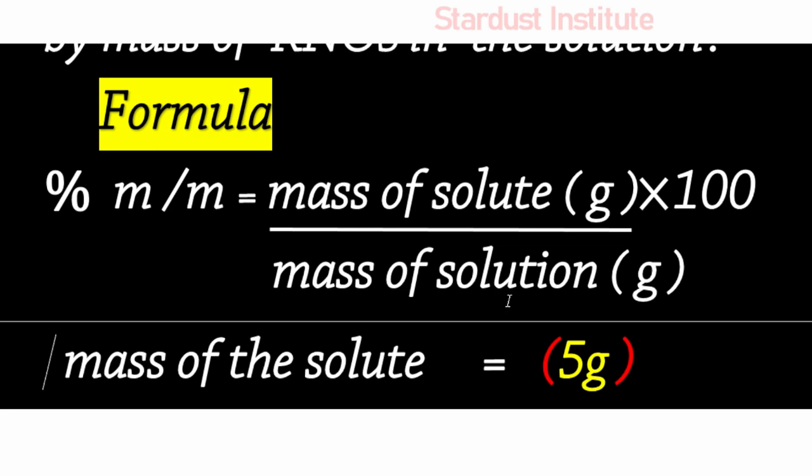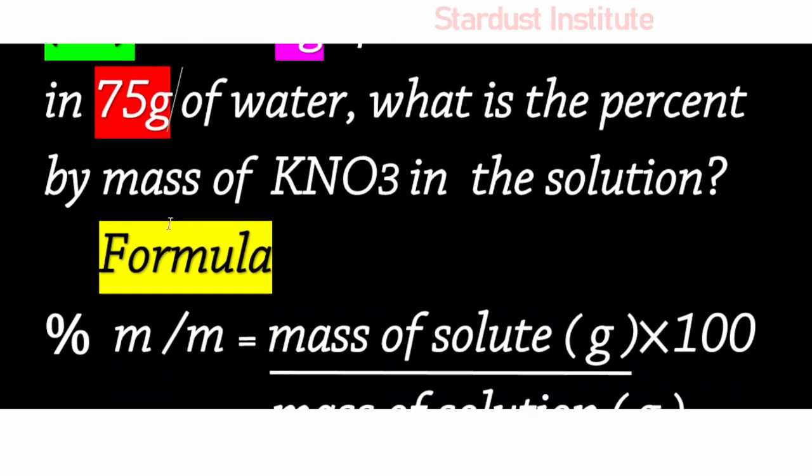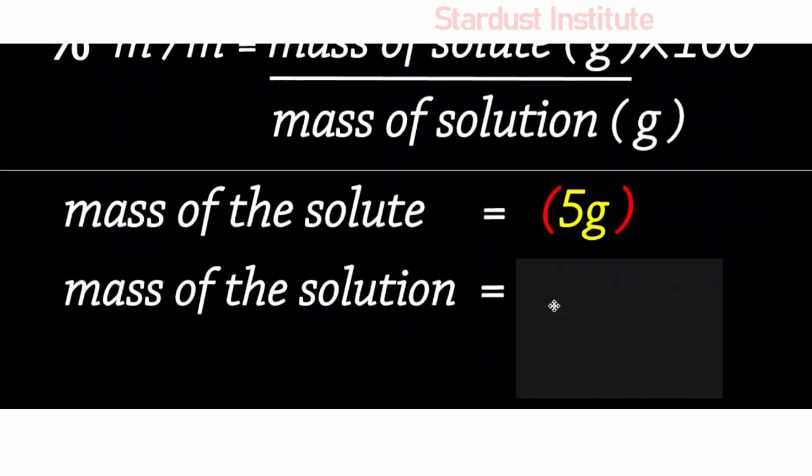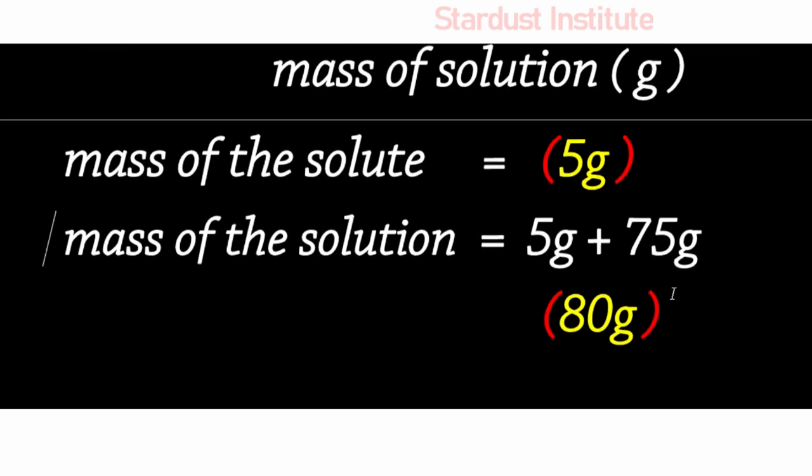Mass of the solution. Solution means solute plus solvent. Solute is 5 grams. Solvent is 75 grams. Solution means solute plus solvent. 5 grams plus 75 grams. Solution: 5 grams plus 75 grams equals 80 grams.